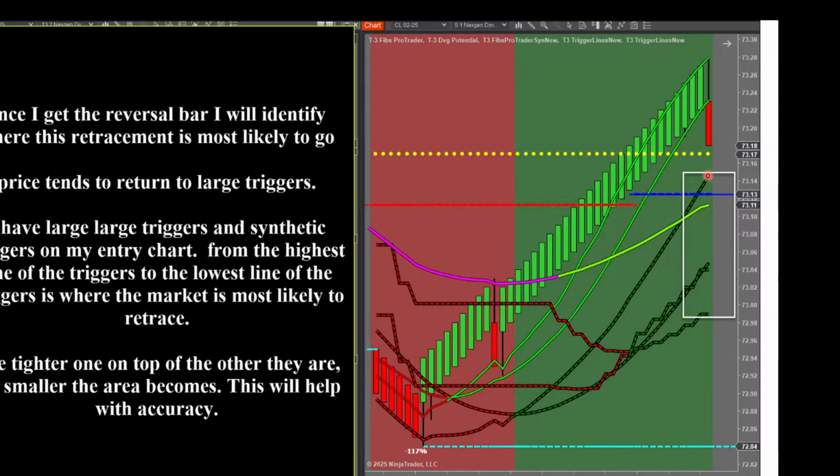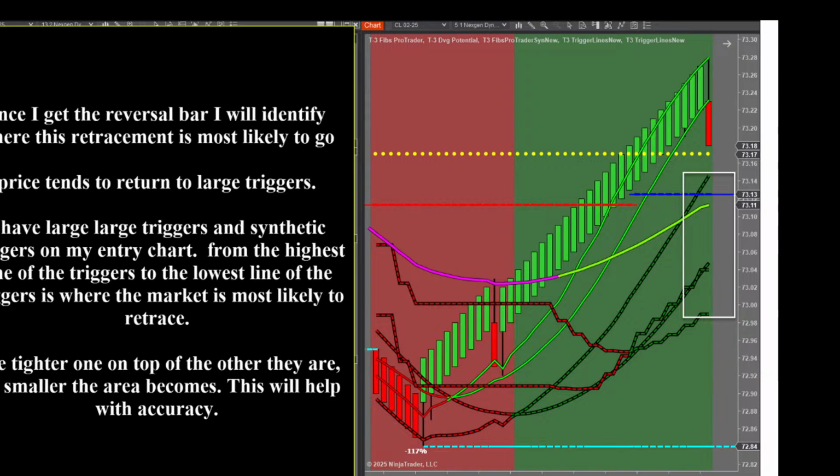And you're going to look for those trigger lines from the top line to the bottom line. Large and synthetic, doesn't matter which is above which. This white box defines where the market is most likely to retrace, where those price bars are most likely to go down. Is everybody okay with that? Pretty cool, right? You can look at a small chart and say, hey, this is where the price is likely to go. And that's pretty nice to have that range, and a lot of traders would kill to have that accuracy.